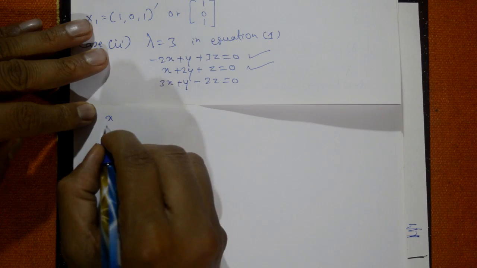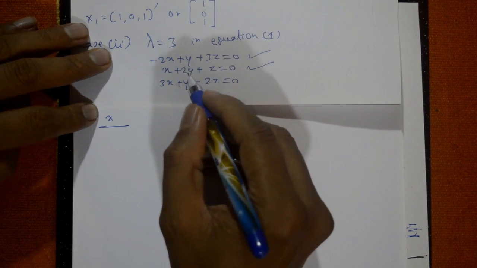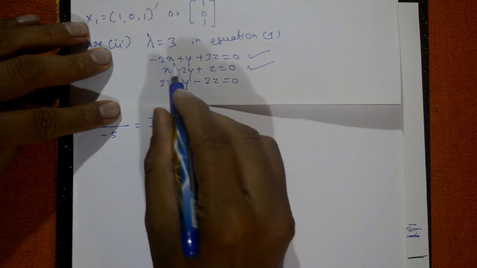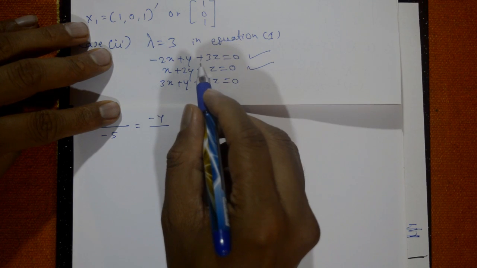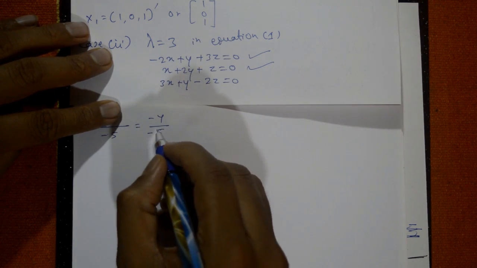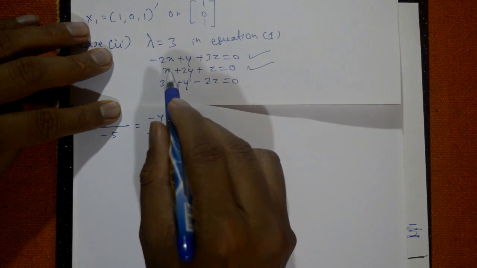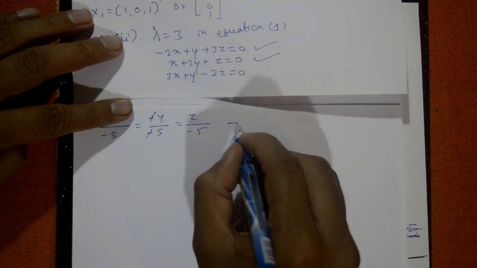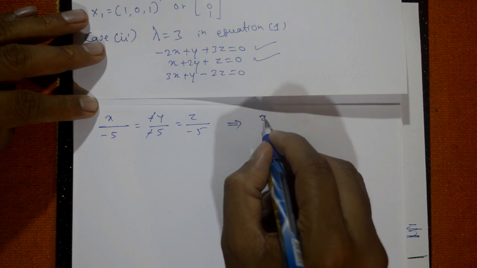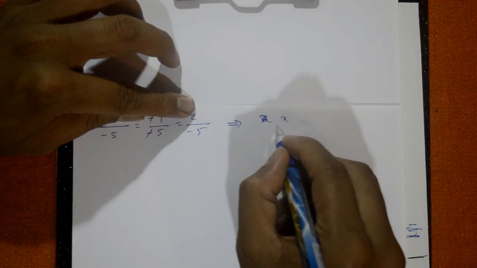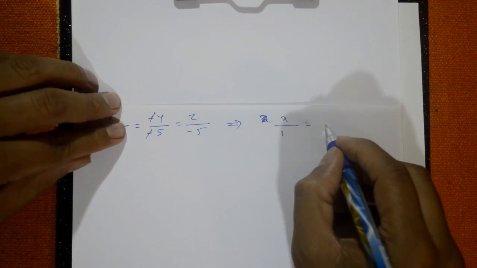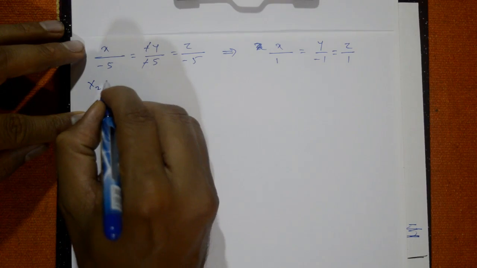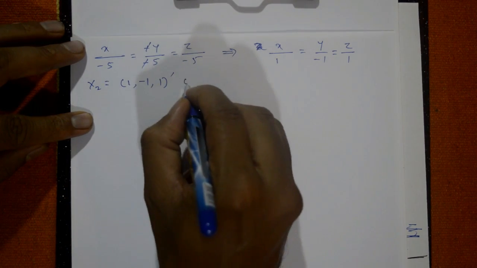Now x upon 1 minus 6, which is minus 5, equals minus y upon minus 2 minus 3, again minus 5, equals z upon minus 2 minus 1, again minus 5. The minus signs cancel. Taking minus 5 common, x is 1, y is minus 1, and z is plus 1. Now the second eigenvector is x2 equal to the column matrix [1 minus 1 1].